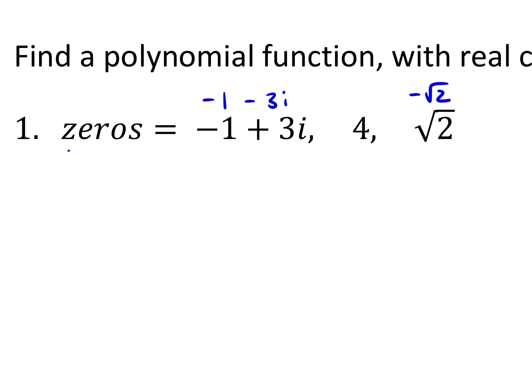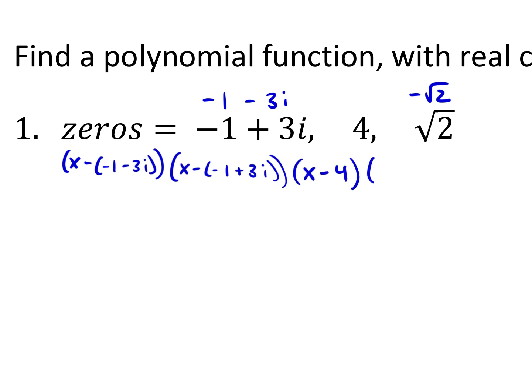So when I write this out in factored form, it's always x minus whatever the 0 is. So x minus -1 minus 3i. Then x minus -1 plus 3i. X minus 4. And x minus negative square root 2, which will turn into plus square root 2. And x minus square root 2. So we have 5 zeros here total.